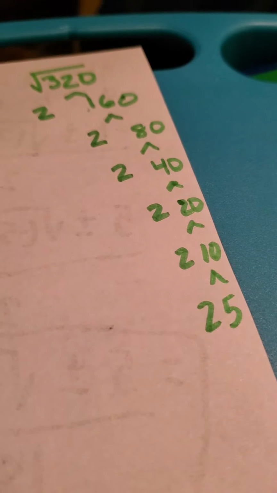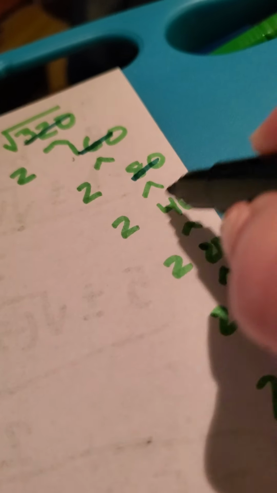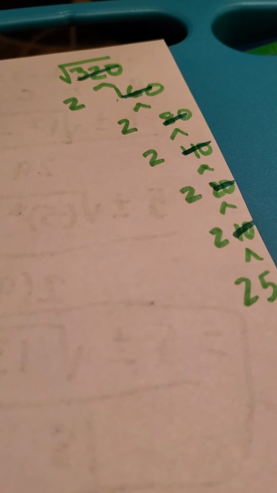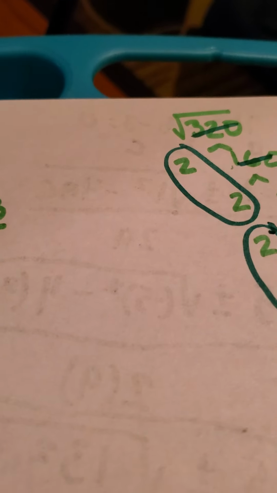So at this point, again, I just want to look at the numbers on the bottom of the stems. So I'm going to mark out all these numbers that I already broke down: the 320, the 160, 80, 40, 20, and 10. I want to make sure I'm not looking at those numbers. I'm looking for two numbers that are the same. I have 2 2s. I also have 2 more 2s, and I even have another set of 2s.